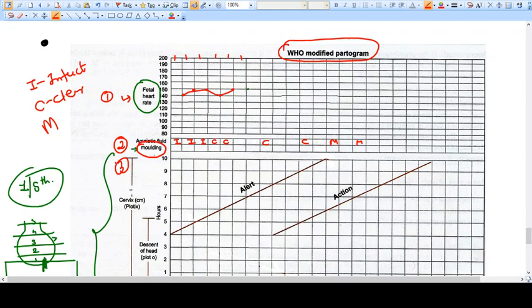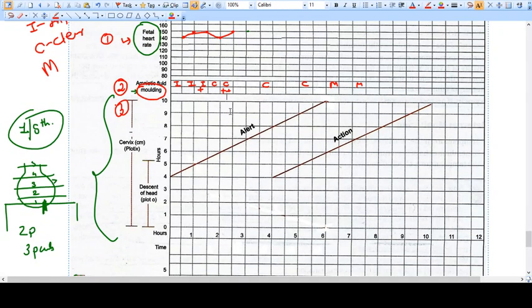Molding is whether the bones of the fetal skull are overlapping each other or not. This is how we see the molding. There are three gradings: 1, 2 and 3. Whenever we do a per vaginal examination of the patient, we see the molding and we put the degree of molding, like +1, +2, like that.